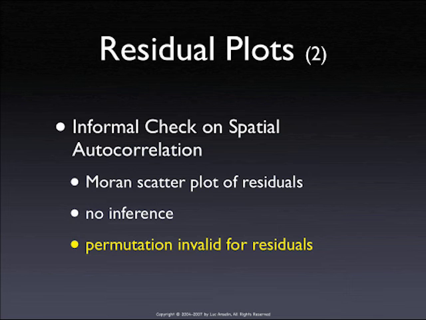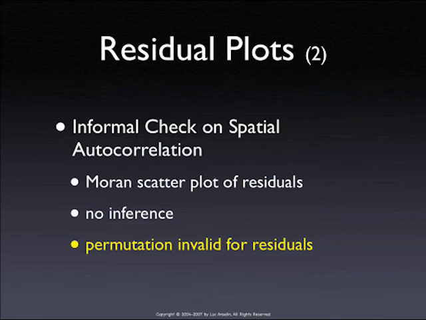And if it is not, then there is a suggestion that there might be a problem. But it's not a test. Why not? Because permutation is not valid for the residuals. Now, bootstrapping is another story, and I don't really want to get into this, but the permutation which we've used the other day to build our empirical reference distribution is not valid because the residuals are already correlated by construction.